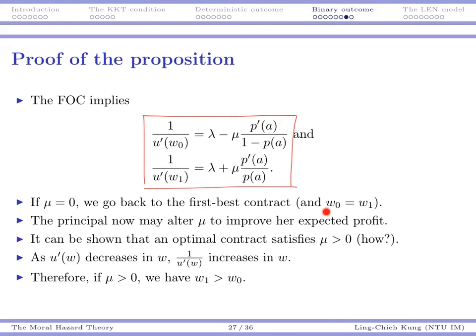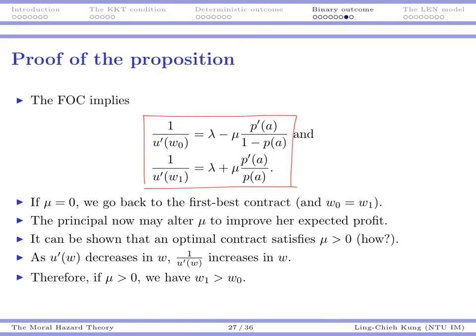Okay? And we would set W0 to be W1. So that means the principal has the option of implementing the first best outcome, if that's really what he wants. But actually it is not, because the principal now has the chance to alter mu to improve her expected profit. The optimal mu for the principal to maximize his own expected profit may actually be positive or negative. No one says it must be 0.